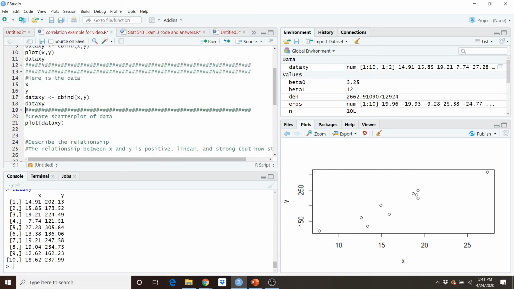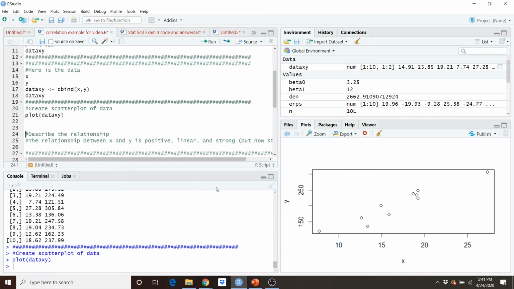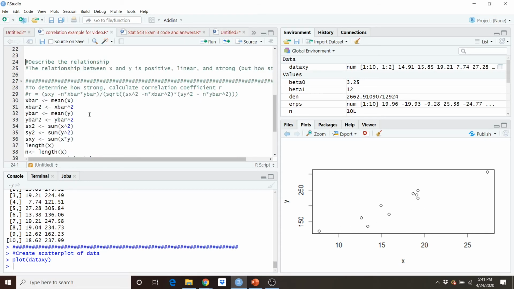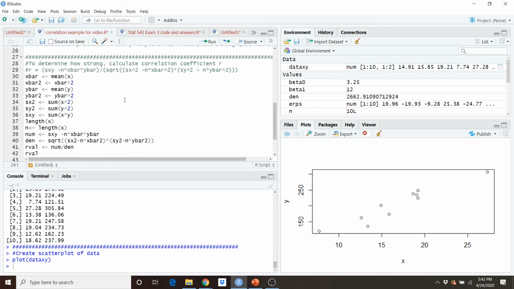First thing I want to do, I want to plot my data. And here is my plot of my data. Now it's clear that this is a positive relationship. It's also clear this looks to be relatively moderately strong. It's also clear that it looks like a line would fit through this very well. So how can we go through and calculate our correlation coefficient by hand?